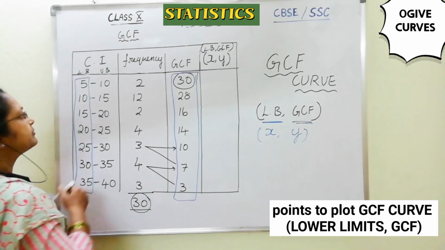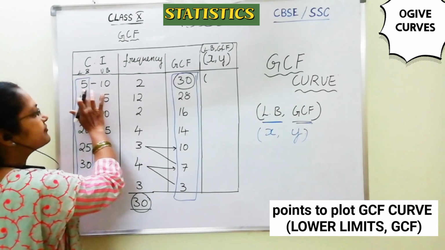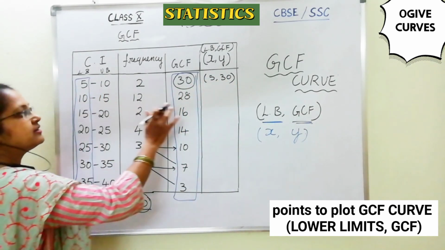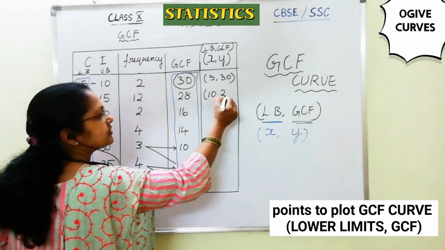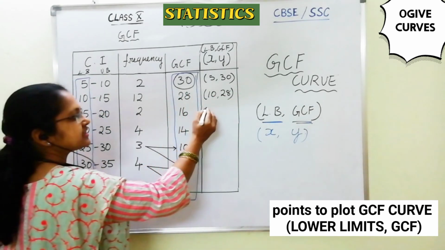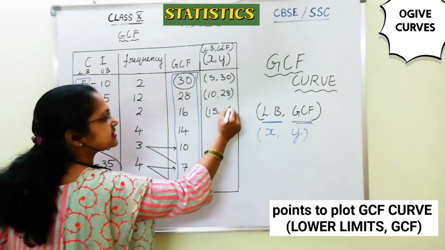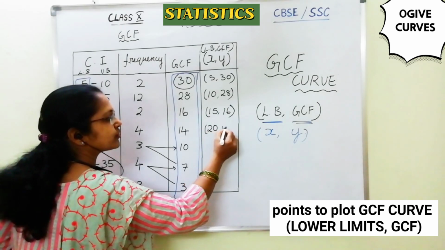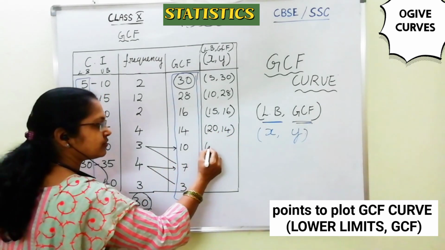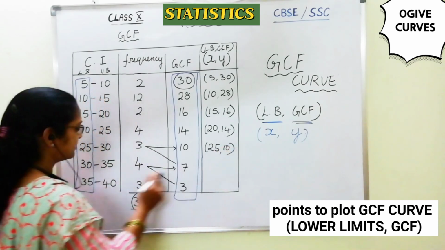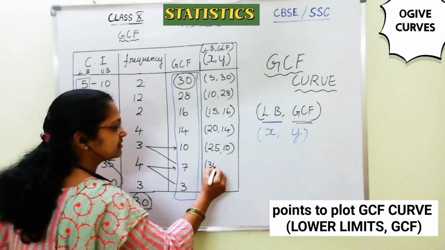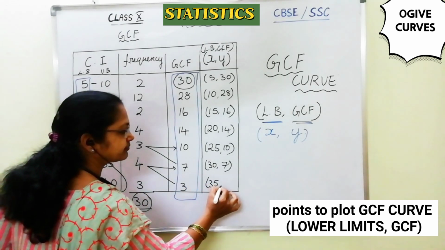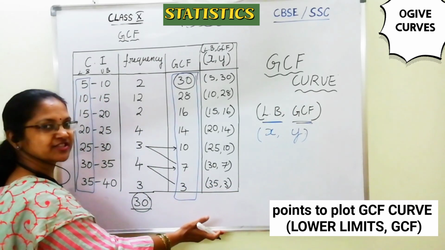Let's start writing the coordinate points. First coordinate point will be 5, 30. I hope it's very easy. 10, 28. 15, 16. What is next? Yes, 20, 14. Very good. The next one is 25, 10. The next one is 30, 7. The last one is 35 and 3. Now the ordered pairs are ready.